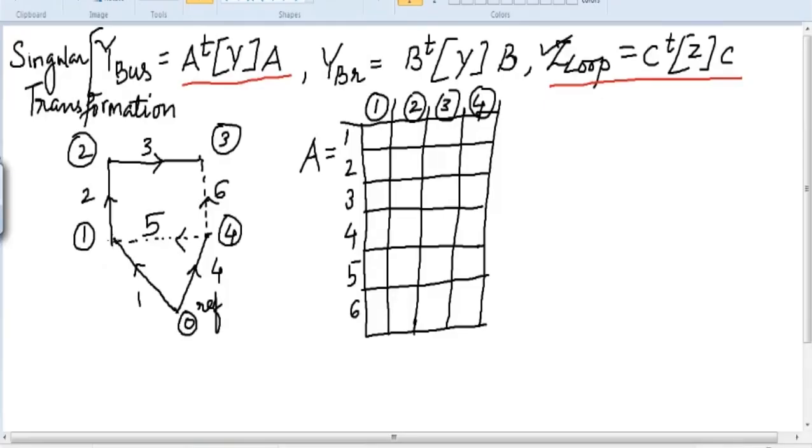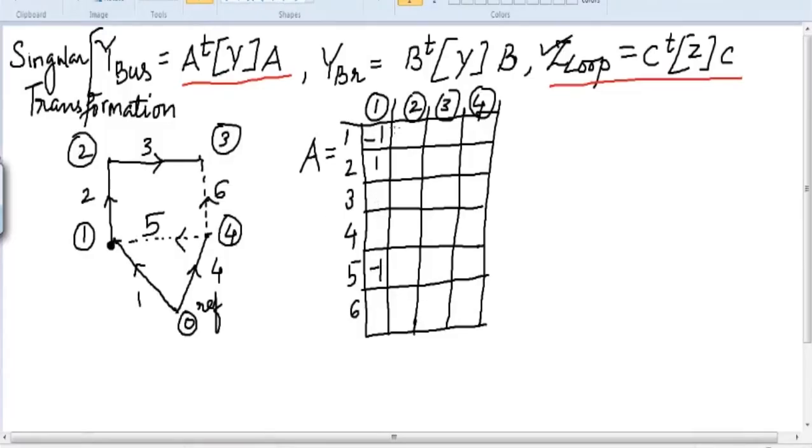For this we have to go to node 1. Node 1, the incoming and outgoing we have to cross check. Outgoing will always be positive, incoming will always be negative. So outgoing here is 2, so I will make 2 positive, and 1 and 5 are incoming, so I will put 1 and 5 as -1.